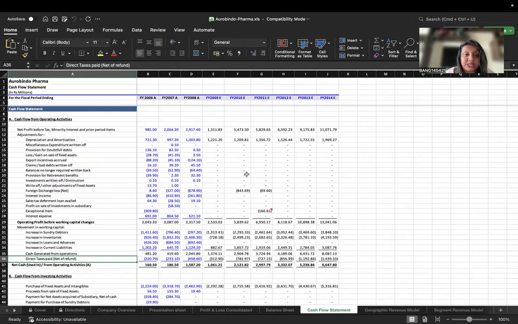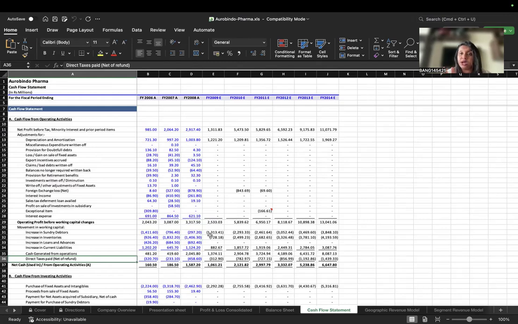In fiscal year 2009, it was a positive rupees 1,061 million, and the model forecasts this to grow into a powerful positive rupees 6,648 million by fiscal year 2014.